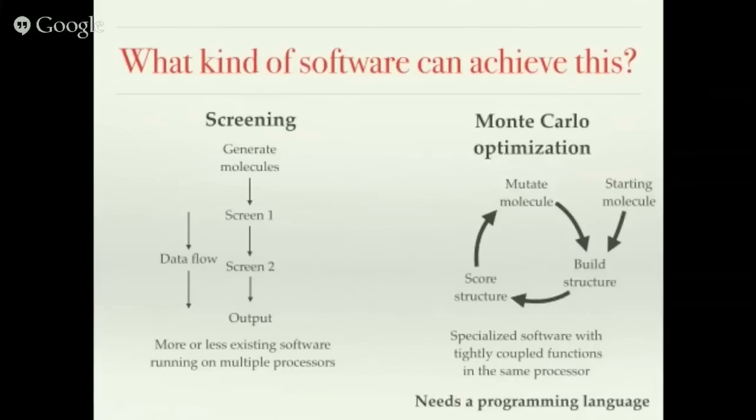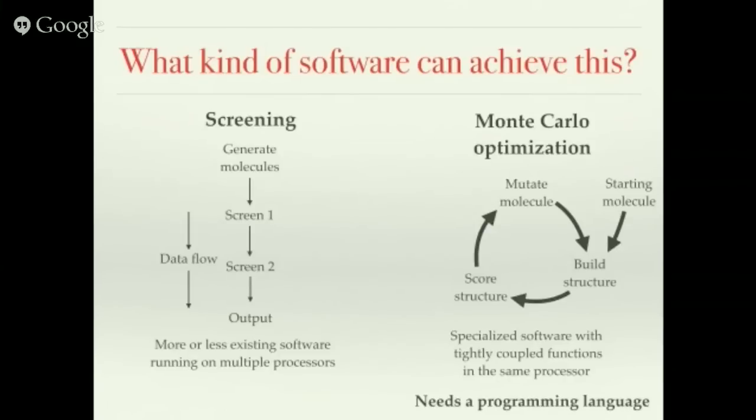Now, the software requirements to do these two things are a little bit different. So screening, you can basically use off-the-shelf software, and you can run it on separate processors, and you've got some serialization format that you can write your data out. You can send the data between one processor and the next, and you can do pretty efficient screening that way. The Monte Carlo optimization of molecules requires a different kind of software. It requires basically the ability to build the three-dimensional structure, score the three-dimensional structure, and then mutate the molecule. It requires them all to be tightly coupled together in one processor. Because if you're sending stuff between processors, you're wasting a lot of time serializing and deserializing and stuff like that.